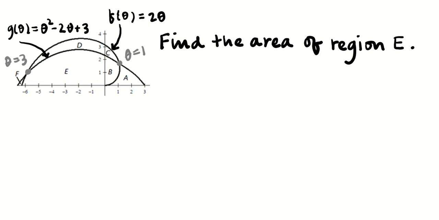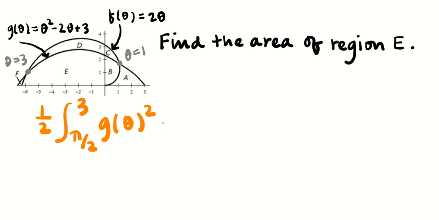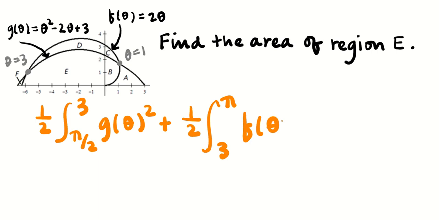I'll say E will be, I'm going to start out going from pi over 2 up to 3, and that's g of theta. And then after 3, I have to write this as two separate integrals because I've got different bounds, right? That's from 3 to pi of, went back to f, so it's f of theta squared d theta.